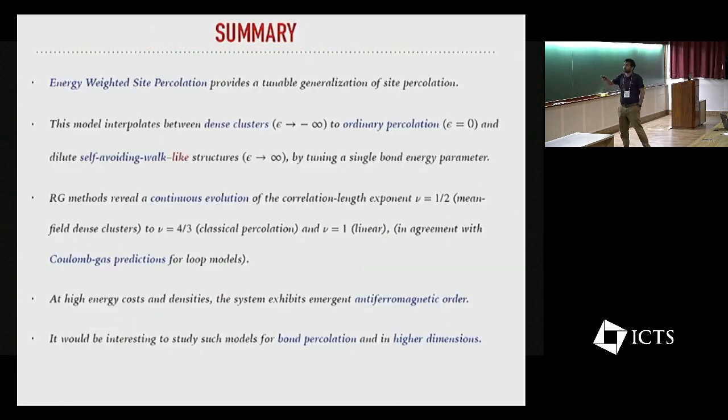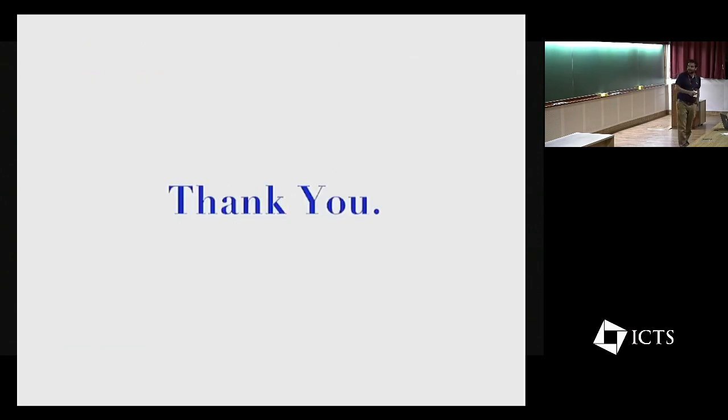But just to summarize, we have energy weighted site percolation, which provides a tunable generalization of this very well known percolation. RG methods can tell you that there is a continuous evolution of these exponents, which we can also somewhat argue from Coulomb gas techniques. I won't go into that. There's antiferromagnetic order at high energies, and we can try to explain that. But we can also, of course, extend it to bond percolation in higher dimensions, if not theoretically, at least numerically. And with that, I'll take some questions.